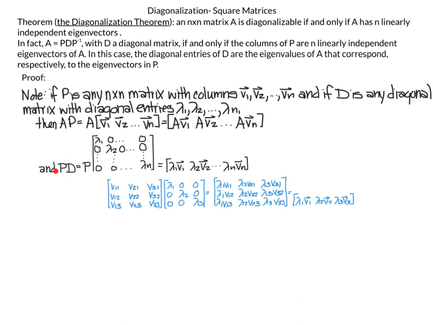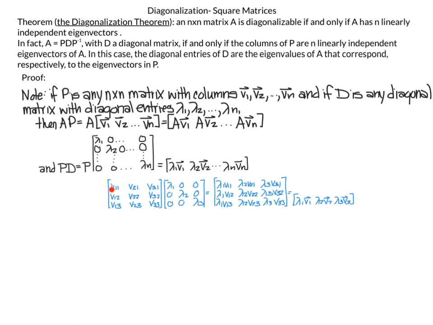And then also P times D, where P is our matrix and D is the diagonal matrix, is going to equal lambda 1 v1, lambda 2 v2 up to lambda n vn. And I did a 3 by 3 matrix example just so we can see how this came about.